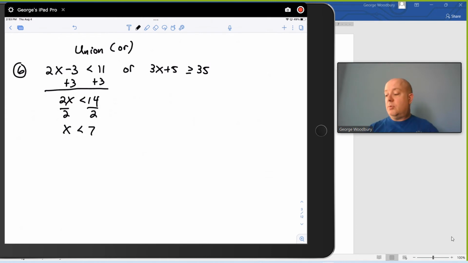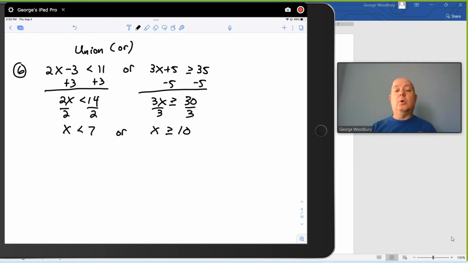Now do the same thing for the other inequality. Subtract 5 from both sides. 3x is greater than or equal to 30. Divide through by 3. X is greater than or equal to 10. And again, it's still OR. We're looking for values of x that are less than 7 or greater than or equal to 10.